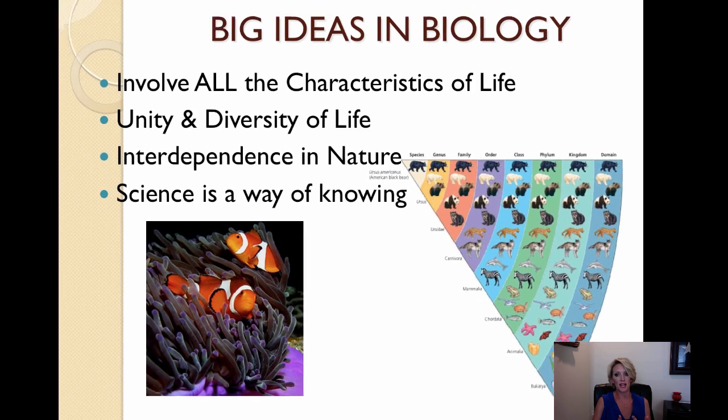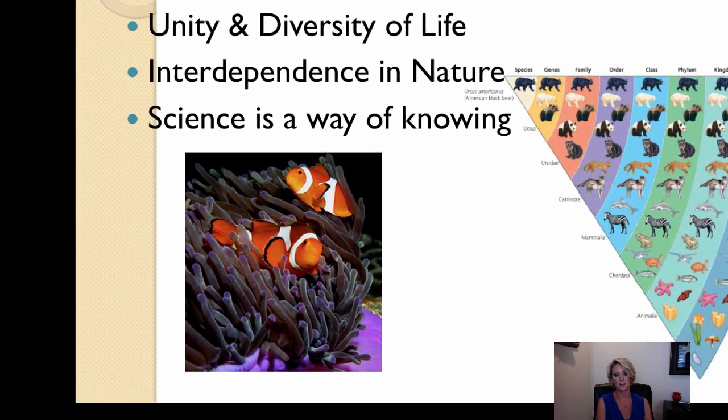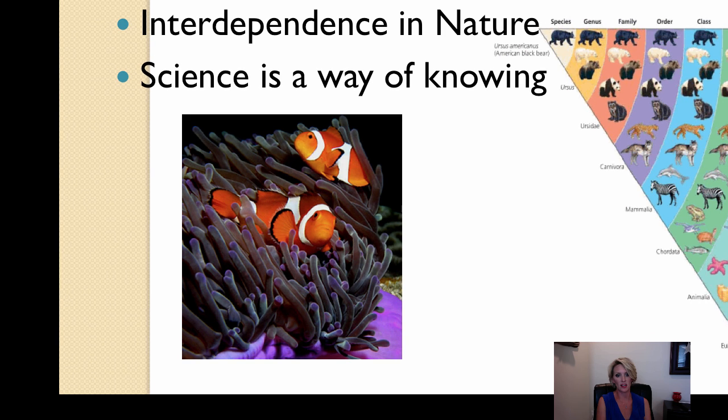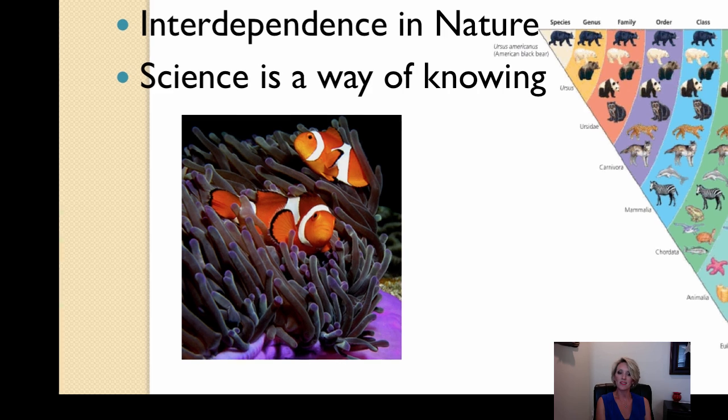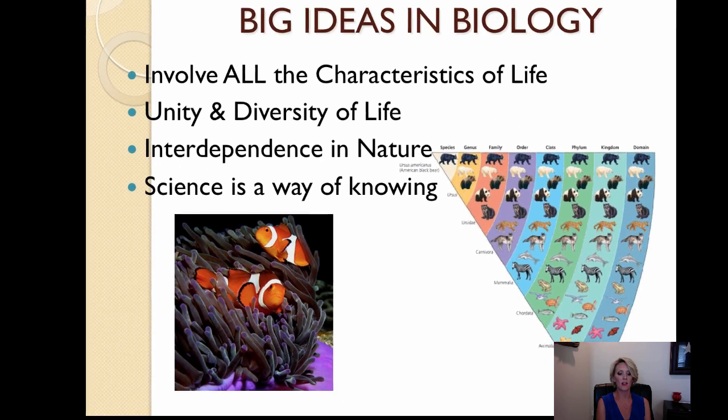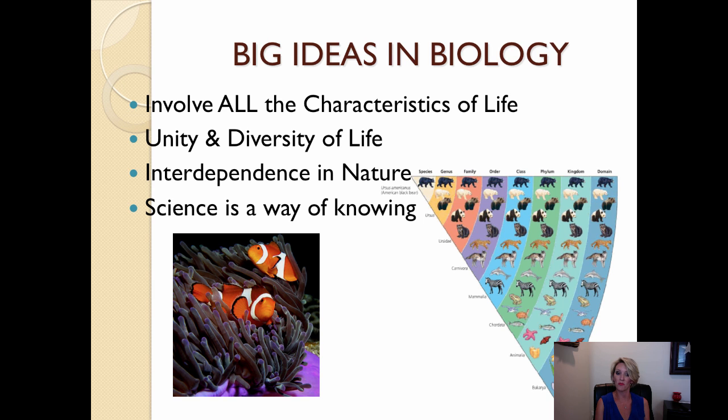Then the third big idea in biology is interdependence in nature and that everything is connected. And we'll really talk about this when we go to talk about ecology. And then the last thing, which is a big theme for biology, is that science is a way of knowing. Now, in science, we try to find knowledge based on logic, evidence, and reasoning. And we know that is the scientific method. Now, science is not the only way to gain knowledge, but when we're referring to science being a way of knowing, it's a systematic, logical, evidence-based approach.